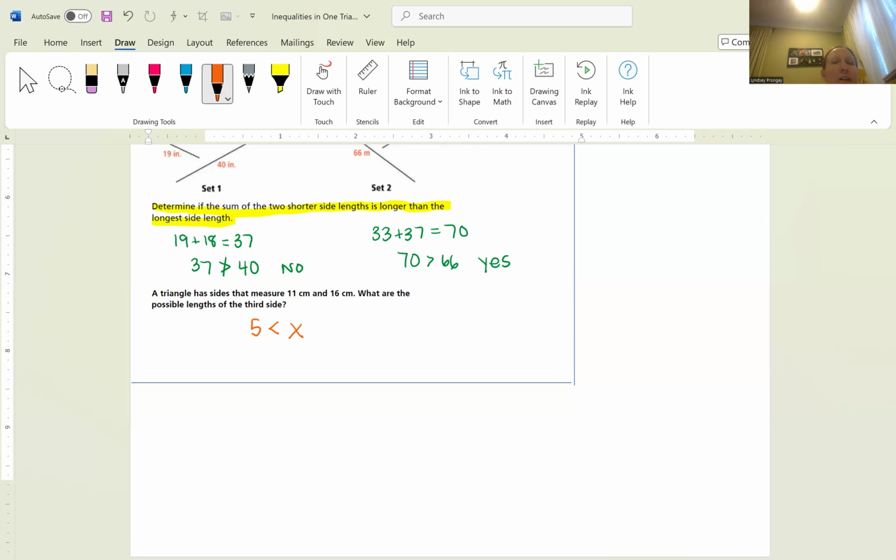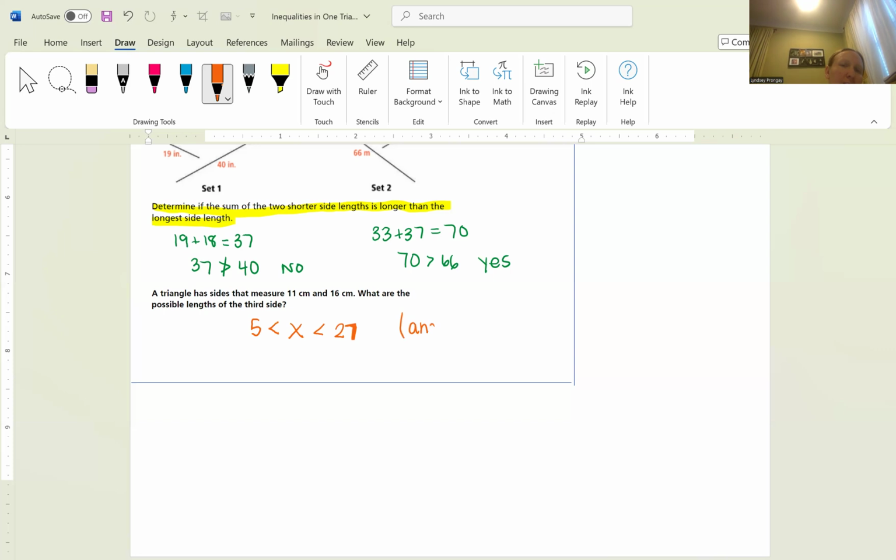So 5 is less than x, aka x is greater than 5. And on the other end of things, if these two are the smaller ones, it's got to be less than 27. If our third side was bigger than 27, then that would mean that 11 and 16 would not add to something bigger than the third side.